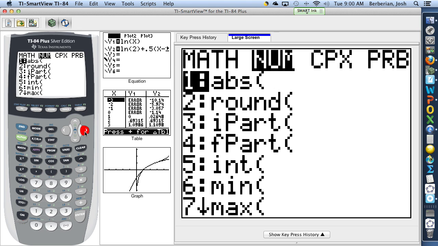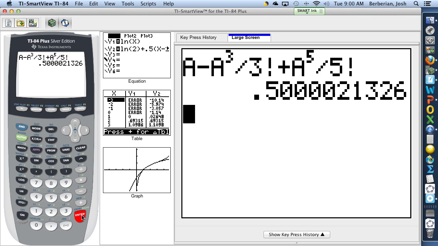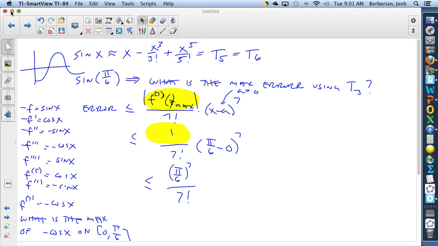Probably would have been easier just to say, I know 5 factorial is 120. Sine of pi over 6 is 0.5000002. We know what the sine of pi over 6 is, right? 1 over 2. That's pretty amazing accuracy for just 3 terms. Three terms, and we're within 2 millionths. Now, again, pi over 6 is close to the center. If you want to go further away from the center, you need more terms. But that's pretty good. Better than our e to the x approximation.